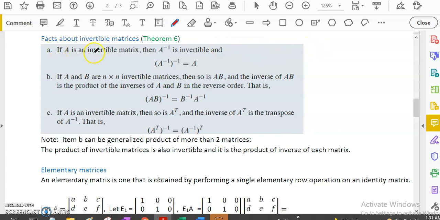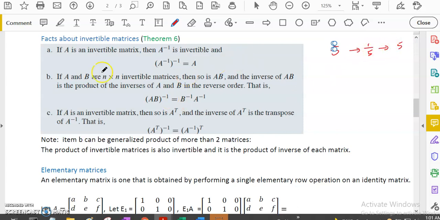No matter how hard you try, it's not going to be an identity. So some more facts. The first is, if A is an invertible matrix, implicitly that means A is a square matrix and A is invertible, then the inverse of A inverse becomes A. Kind of like in numbers, 5 inverse is 1/5, and 1/5 inverse is 5.